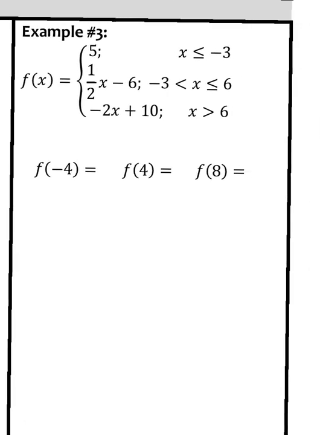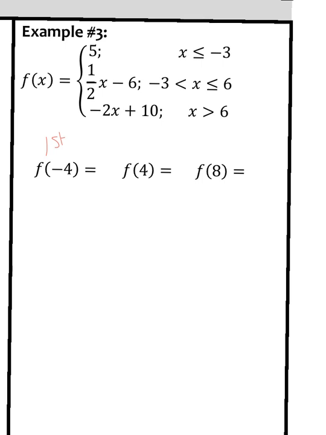Okay, so now I have 3 of them. We have to make sure that we double check our inequalities. So the first one, it wants the numbers smaller than negative 3. The only one out of all of these 3 that's smaller is negative 4. So negative 4 is smaller than negative 3.